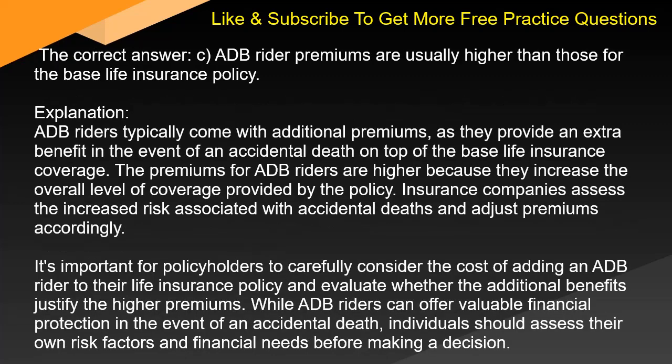The correct answer, C. ADB rider premiums are usually higher than those for the base life insurance policy. Explanation. ADB riders typically come with additional premiums, as they provide an extra benefit in the event of an accidental death on top of the base life insurance coverage. The premiums for ADB riders are higher because they increase the overall level of coverage provided by the policy. Insurance companies assess the increased risk associated with accidental deaths and adjust premiums accordingly.